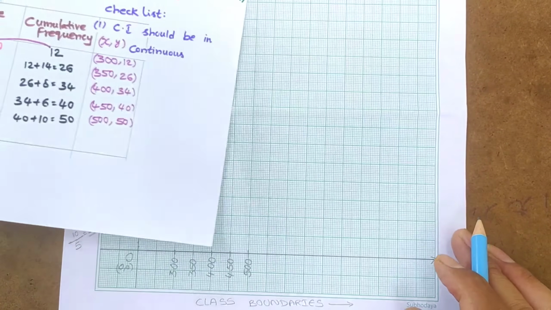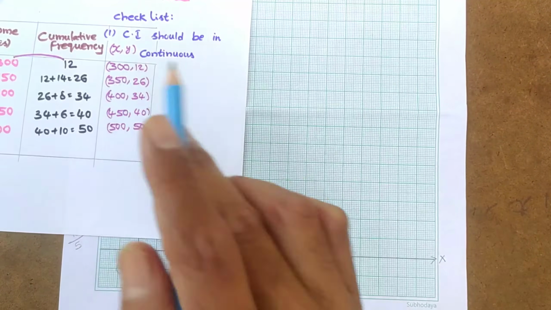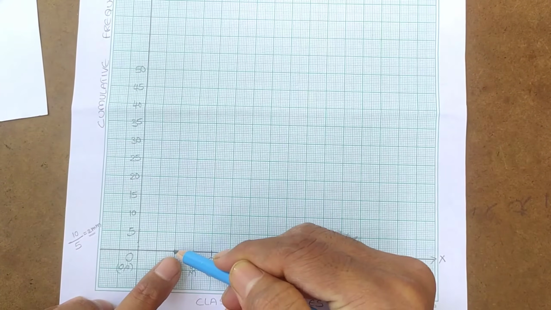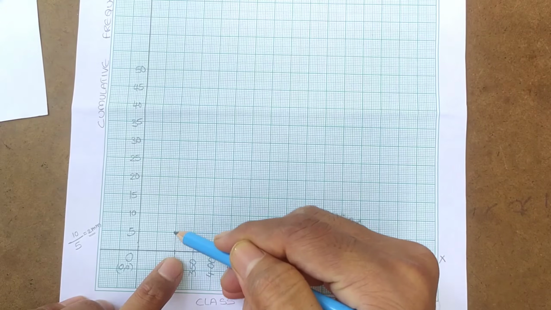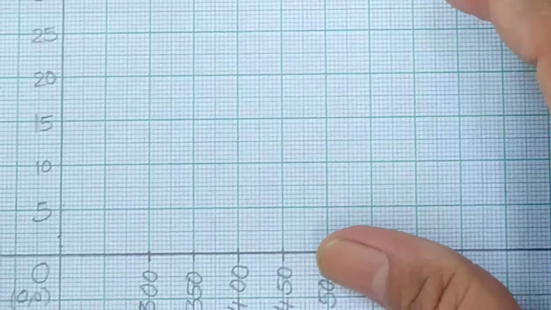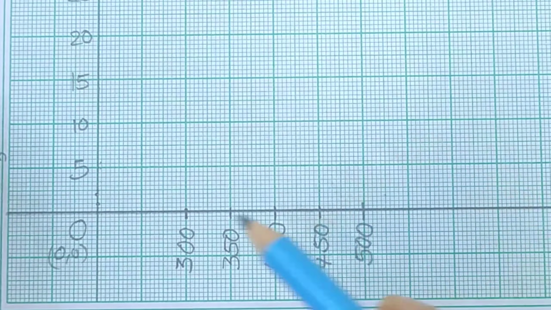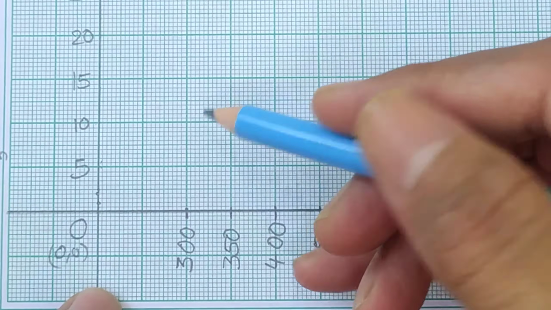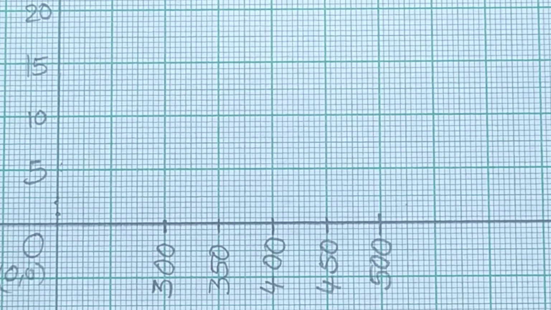The first value is 300, 12. See, on this 300 we are in need of 12. Here you observe carefully: on this 300 we should see 12. As it is, still I am zooming.